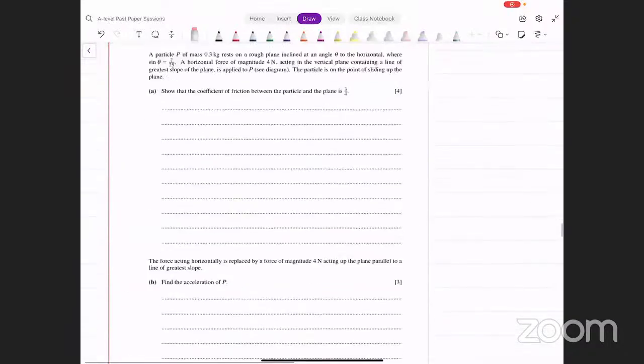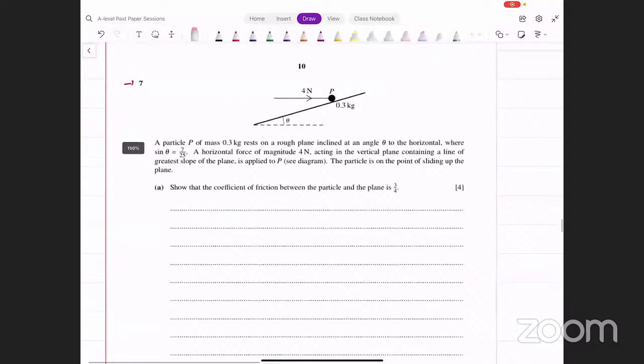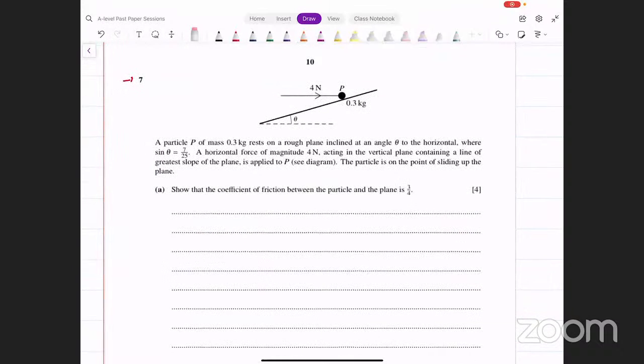The last one that we want to do is question number 7 from this paper. Let's do this. Again, it involves some forces, and it was supposedly a question that a lot of candidates found challenging in this paper, according to the examiner report. All right, let's try this. A particle P of mass 0.3 kilograms rests on a rough plane inclined at an angle theta to the horizontal, where sin theta is 7/25.